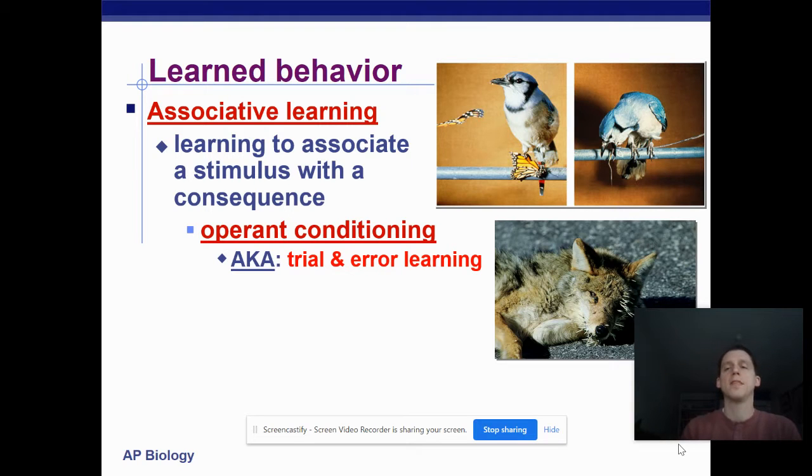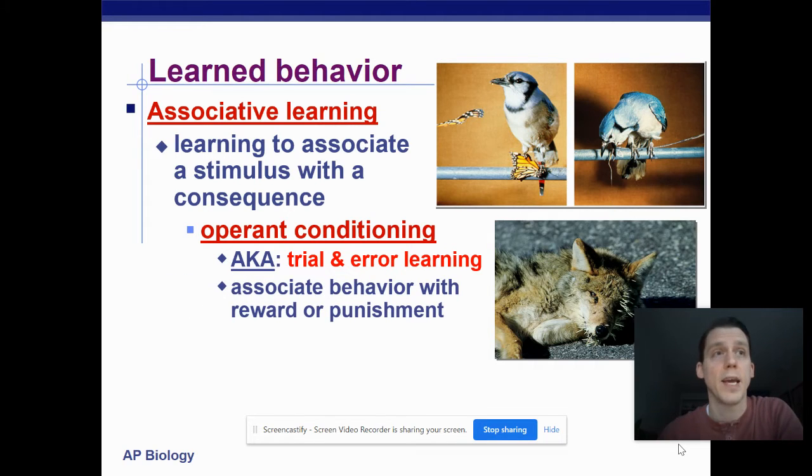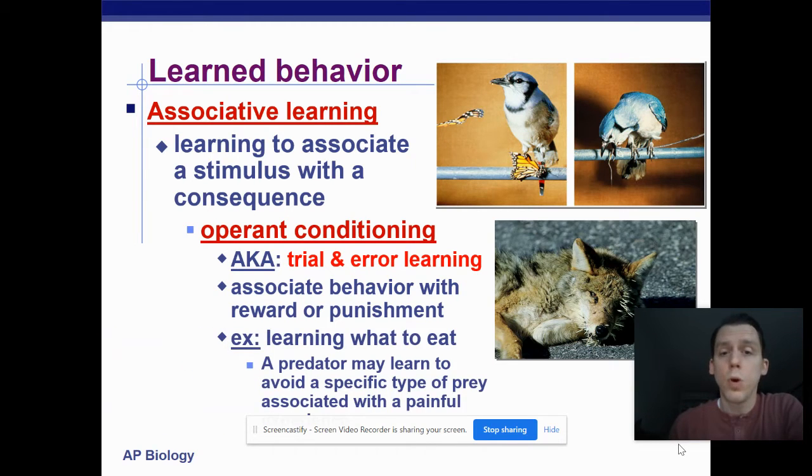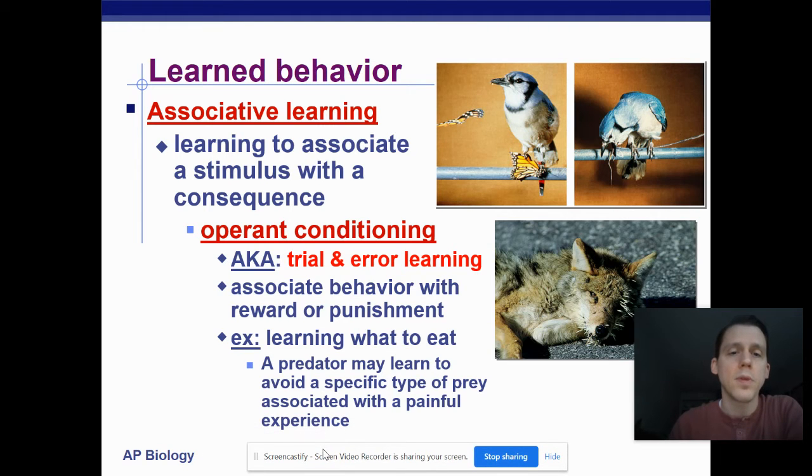Here is a coyote that's been stung by a porcupine. So that's operant conditioning. It's going to learn to stay away from that animal. And so we're associating a behavior with either a reward or a punishment. So learning what to eat or what not to eat.